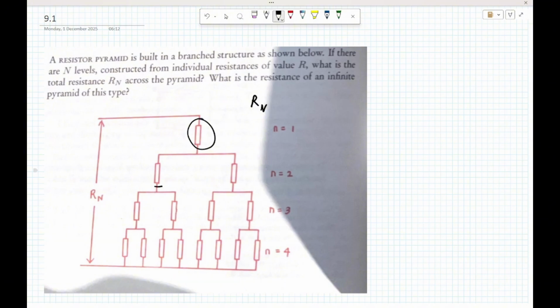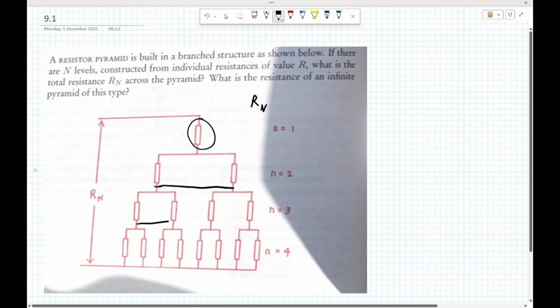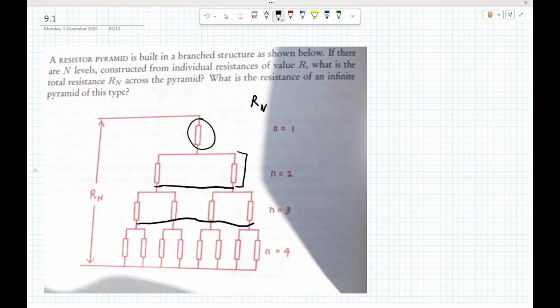We can treat this as sets of parallel circuits. So what we do is we group them like this. We have one set with two parallel resistors. Here we would have 4 parallel resistors. Here we would have 8 parallel resistors. So what does that mean? That means that this is equal to R over 2, this is equal to R over 4, and this is equal to R over 8. And for example, if we had n equals 5, it'd be R over 16.